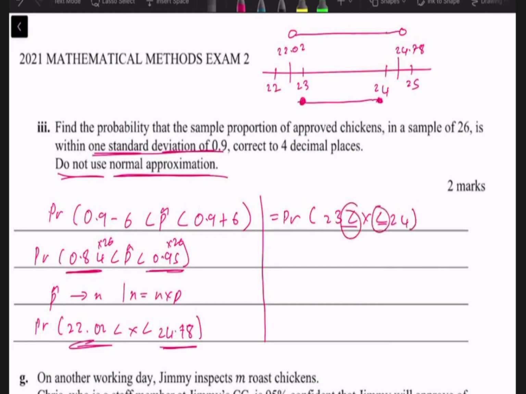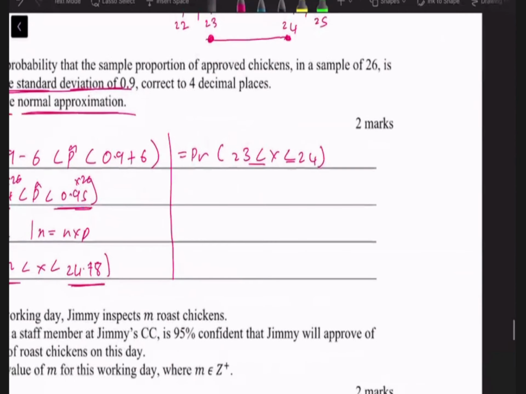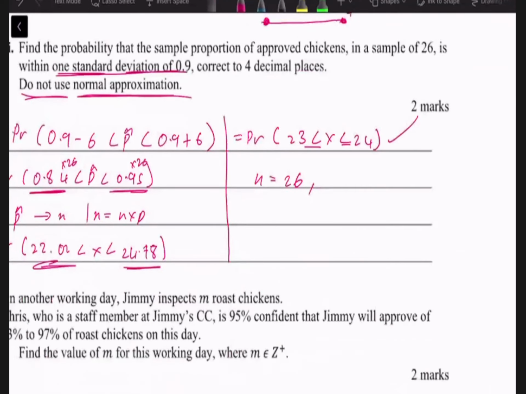Always be careful of whether the inequalities are inclusive or not, especially in binomial, because that will determine what your upper and lower limits are when you put it into the CAS. But now you can put this into your CAS straight away. So n is 26, and as from the previous question again, p is 0.92, and you should get 0.4768.